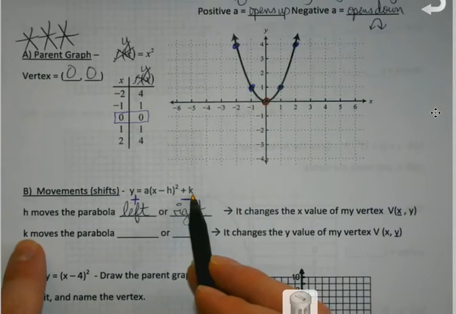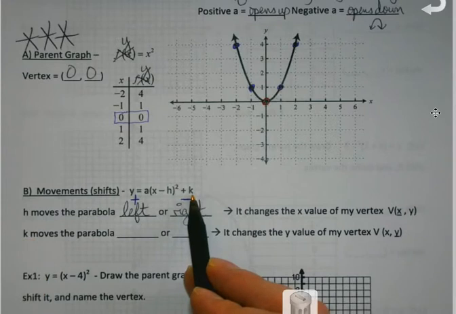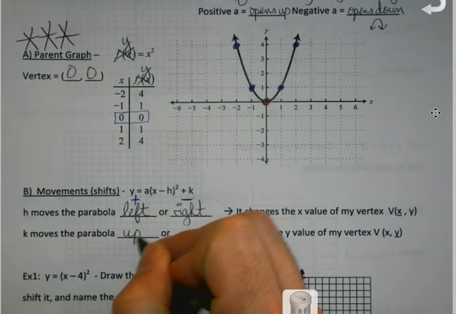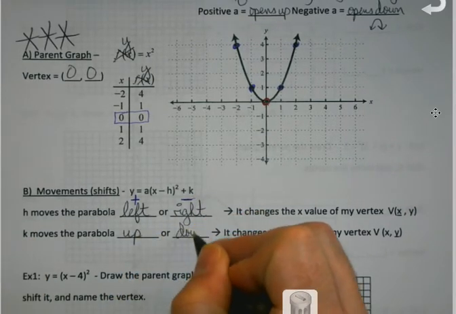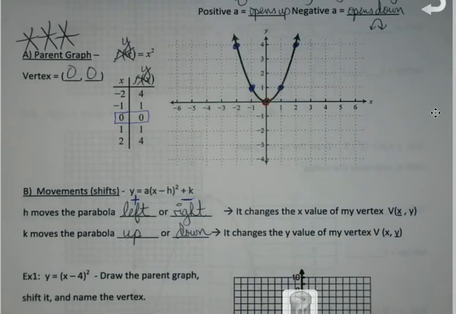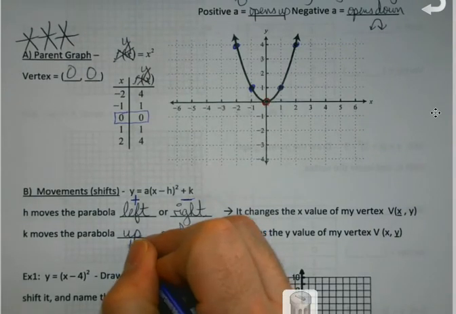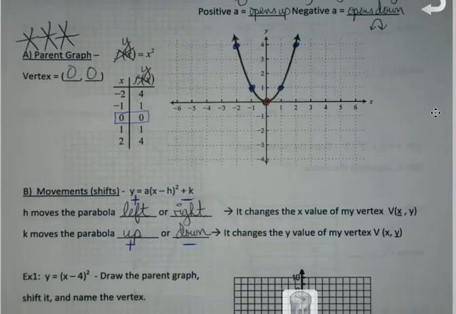The value on the end is just hanging out by itself, not in the parentheses. It moves my parabola up or down. Now, that's not a liar. That's what you would think. Down, you think negative. Up, you think positive. So it works out pretty well doing that. So those are the things that can happen to my graph. But again, they all come back to my original values, these guys.